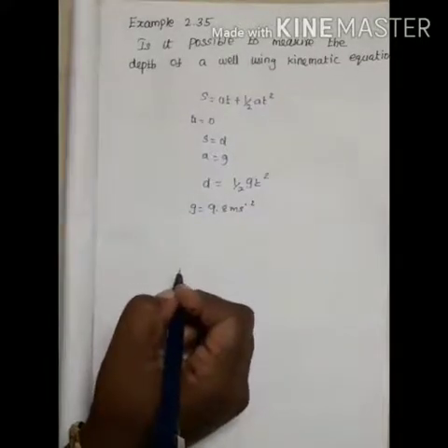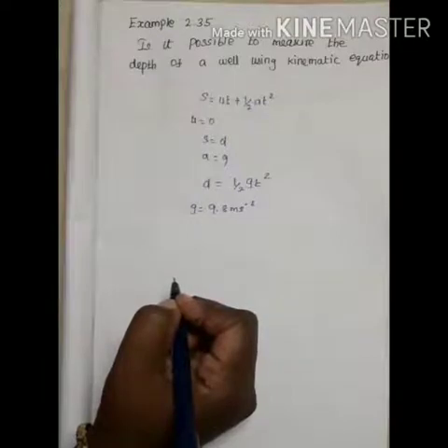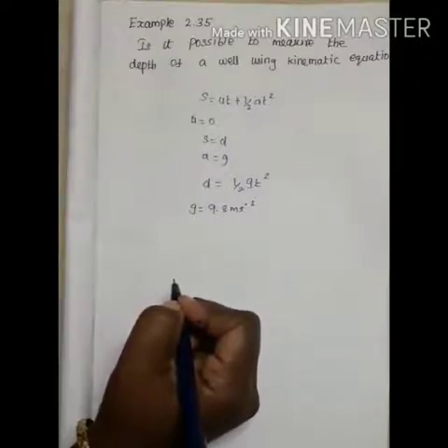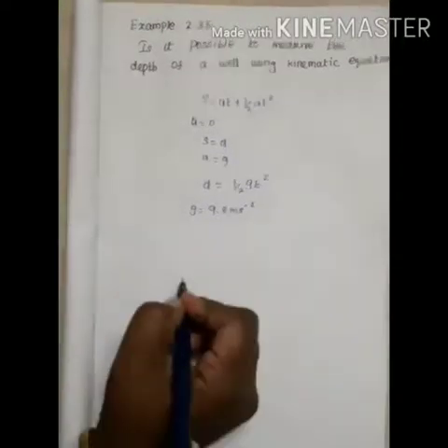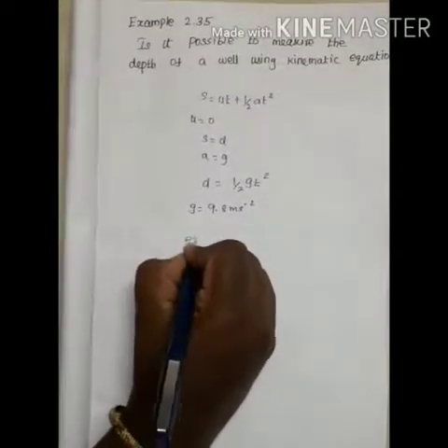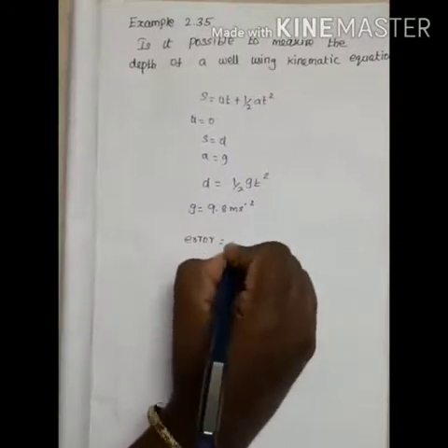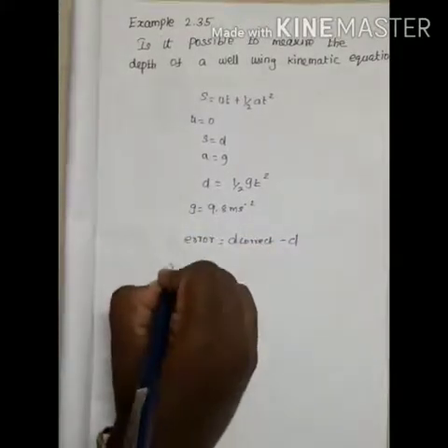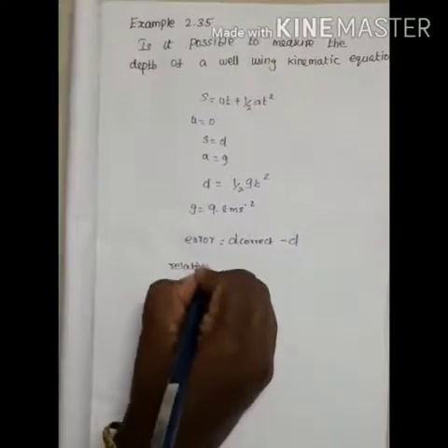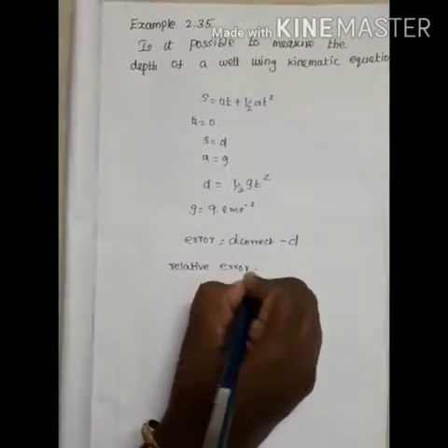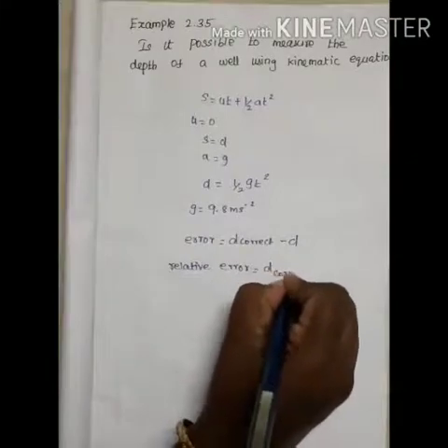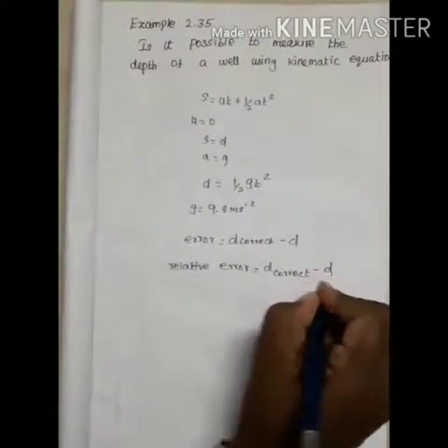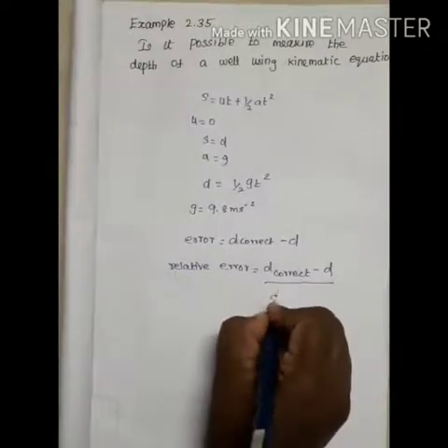To estimate the error in our calculation, we can use another method to measure the depth of the well. First, we take a long rope and hang the rope inside the well till it touches the bottom. Measure the length of the rope, which is the correct depth of the well. Next, the error is equal to d correct minus d. Next, we find the relative error. Relative error is equal to d correct minus d, divided by d correct.